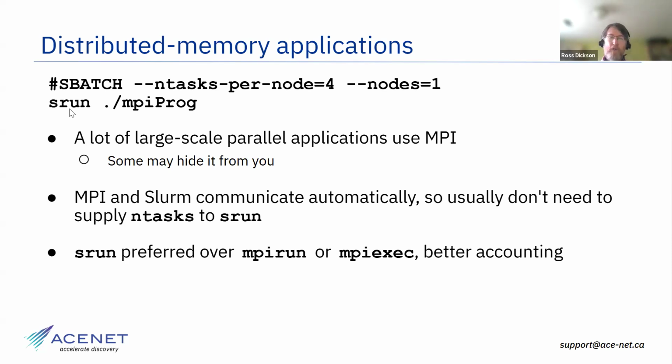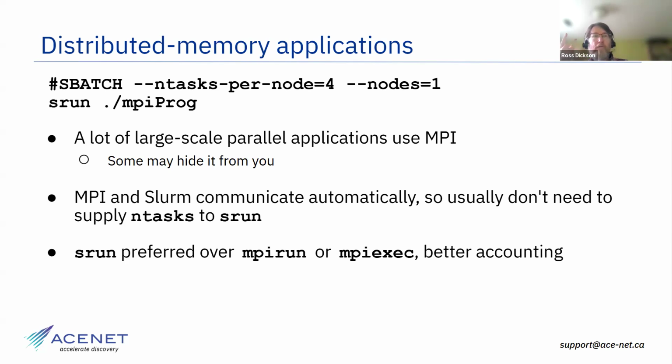On very rare occasions, we find things where srun breaks something. I think I've run across maybe 3 in the last 10 years. They're very annoying, but generally you can replace these with that, and away you go. That's how distributed memory applications using MPI work in Slurm.